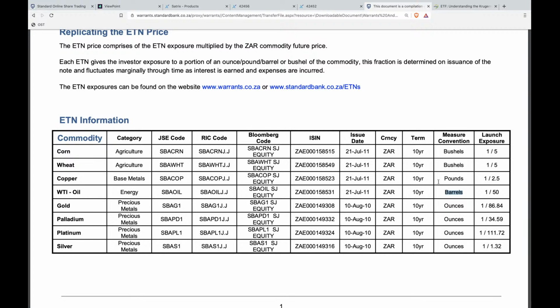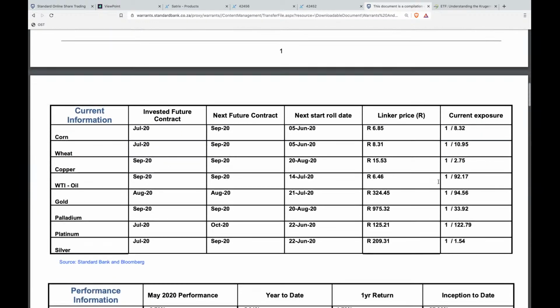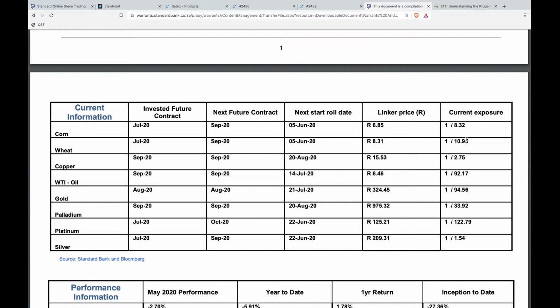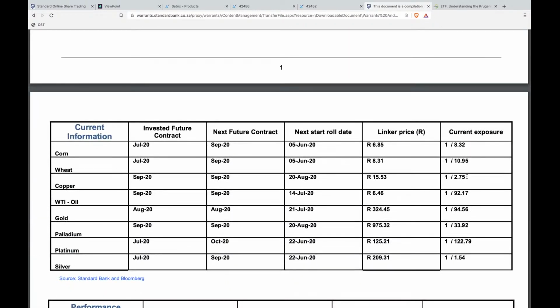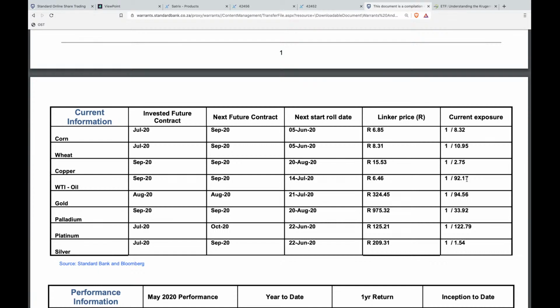But because of the process of rolling, because they use futures contracts, that exposure changes. So the corn and wheat have gone from 5 to 8.3 and 10.9. The copper has gone from 2.5 to 2.75, and the West Texas has gone from 50 to 92. Those will change. They also tell you what contract you're looking at.